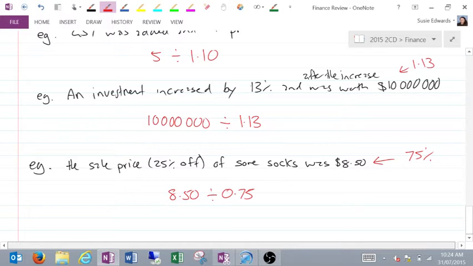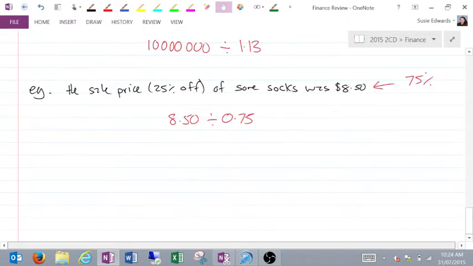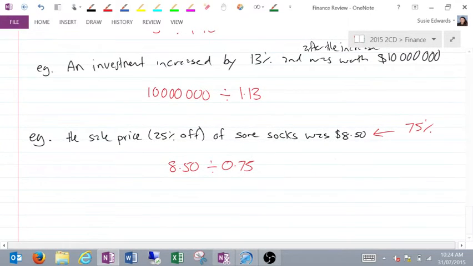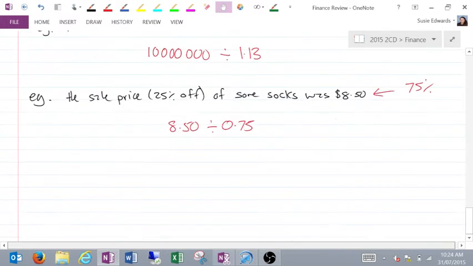It's a practice thing. All right, everyone okay with that now? It's just a practicing of working out what percentage is that amount. All right, last bit.